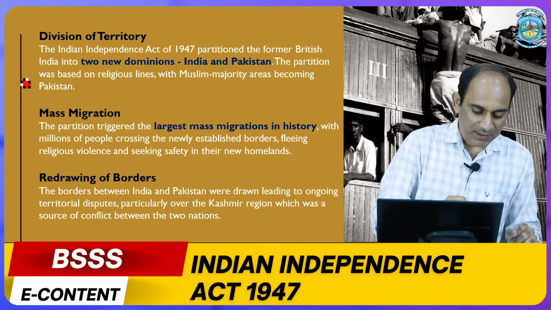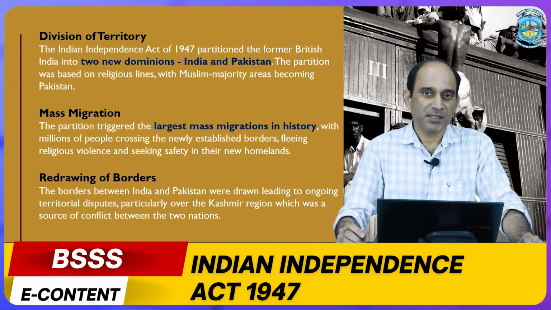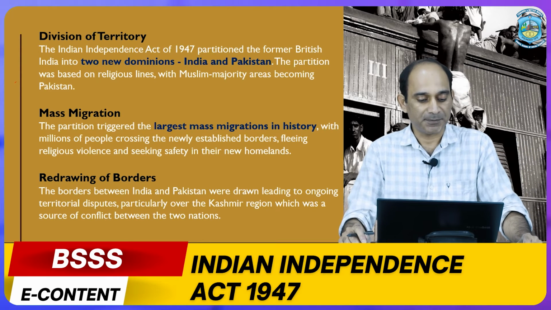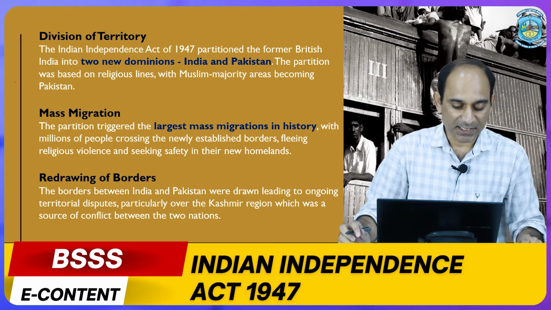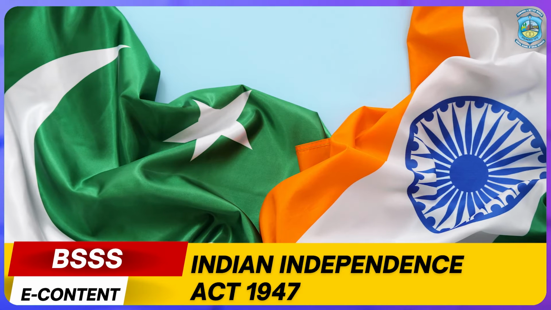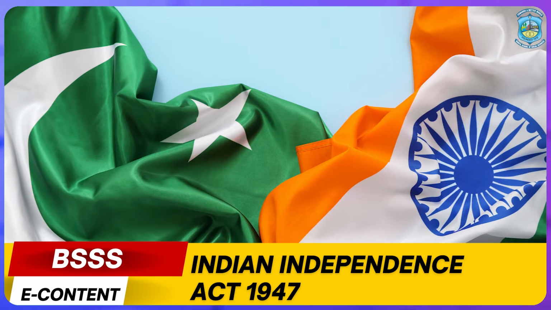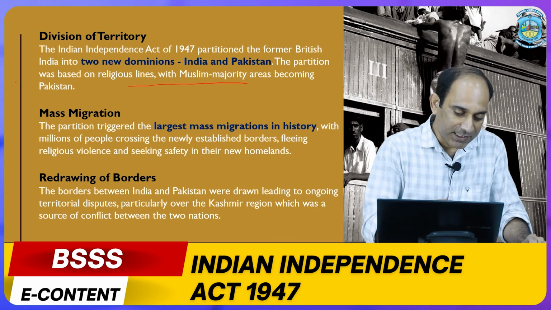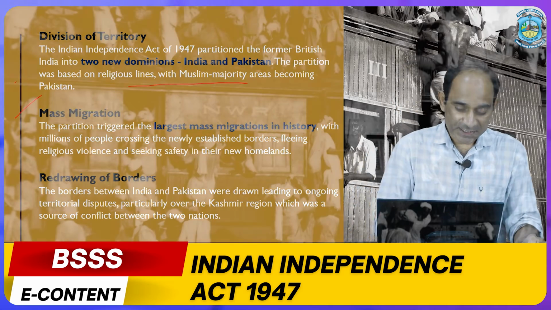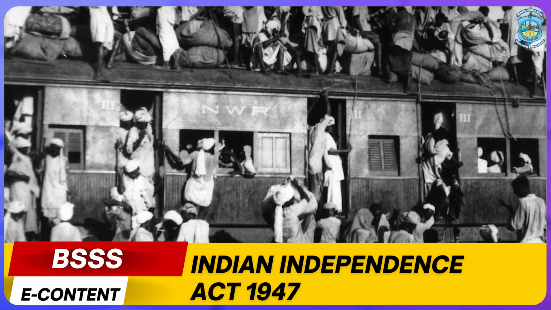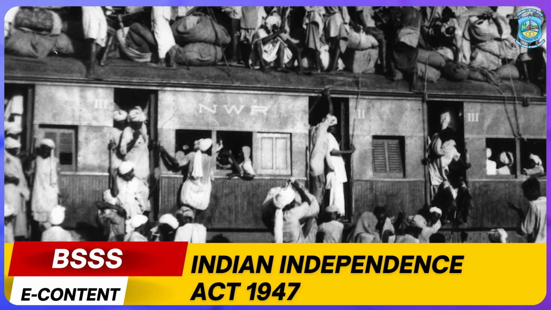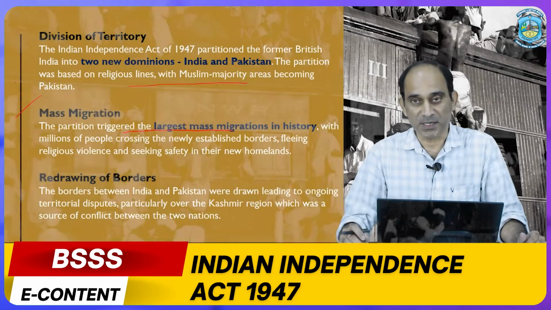So let's start. Let me recap. The Indian Independence Act divided the territory of India. It partitioned the former British India into two new dominions, India and Pakistan, based on religious lines, and Muslim majority areas became Pakistan and Hindu majority areas became India. This act is also responsible for the mass migration. The partition triggered the largest mass migration in history, with millions of people crossing the newly established borders, fleeing religious violence and seeking safety in their new homelands.